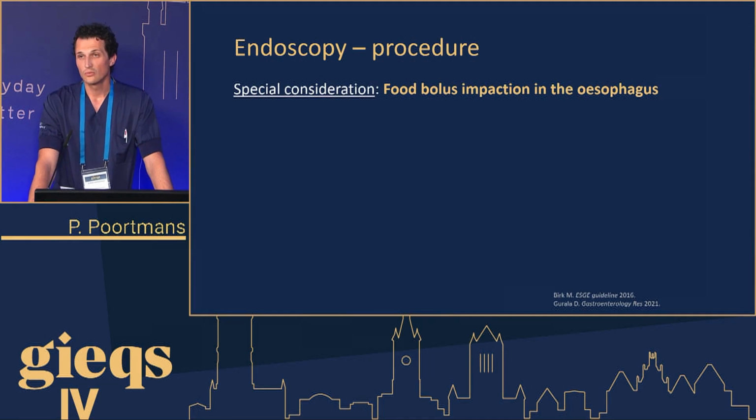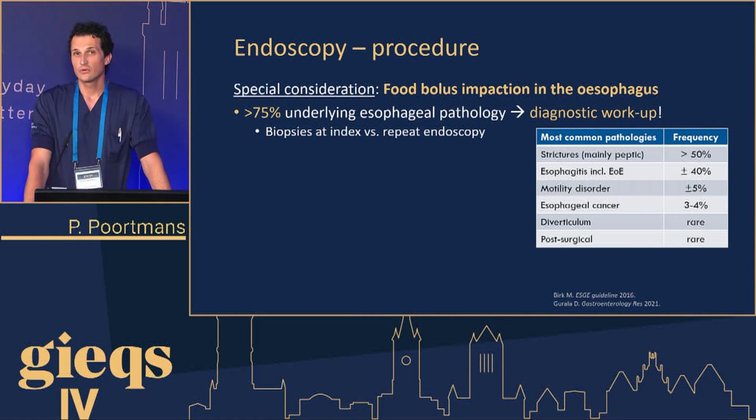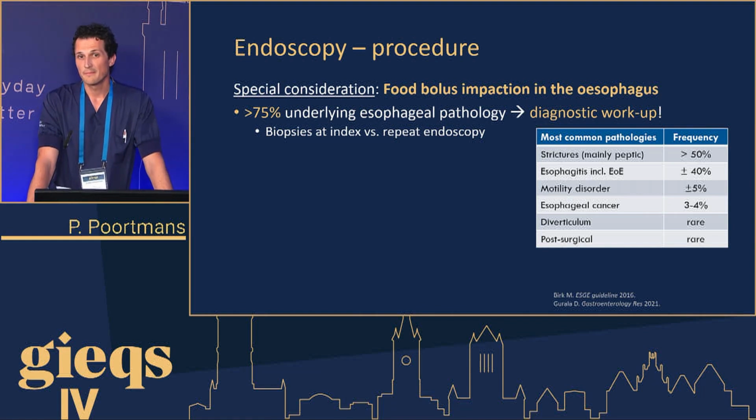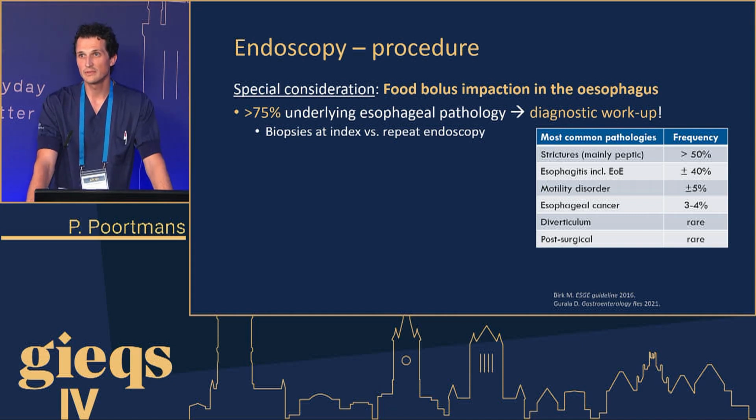And then a small word on food bolus impaction in the esophagus. This is quite important because over 75% of these patients have an esophageal pathology, which is mainly strictures, but also esophagitis, motility disorders such as achalasia, cancer, diverticulum, post-surgical. So they always need a diagnostic workup, which means at first biopsies, but that can be at the index endoscopy or at a repeat endoscopy after PPI.